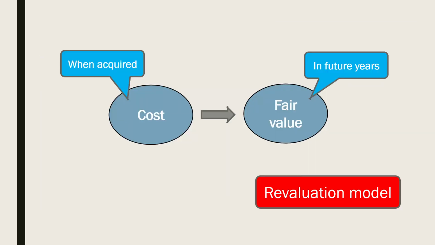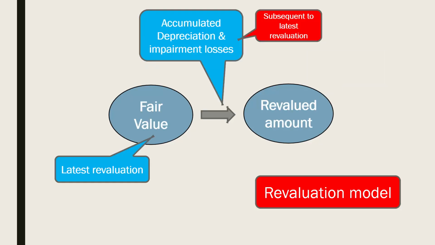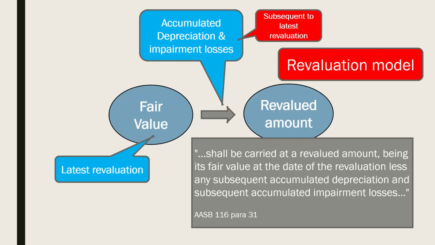The revaluation model involves a firm revaluing an item of property, plant and equipment to its fair value after having first valued it at cost when acquired. The firm can then depreciate or identify impairment losses based on this revalued amount, so that the item of property, plant and equipment shall be carried at a revalued amount, being its fair value at the date of the revaluation, less any subsequent accumulated depreciation and subsequent accumulated impairment losses.